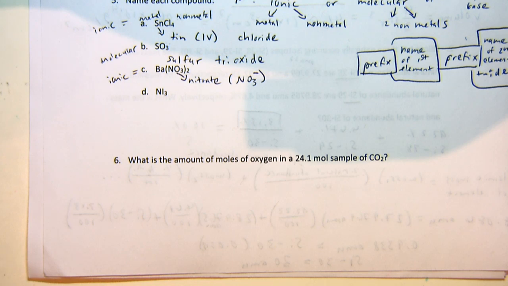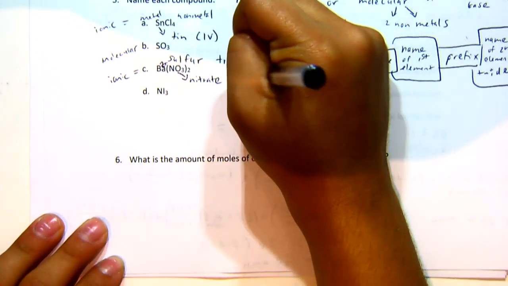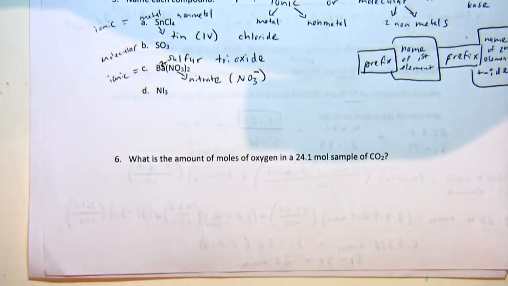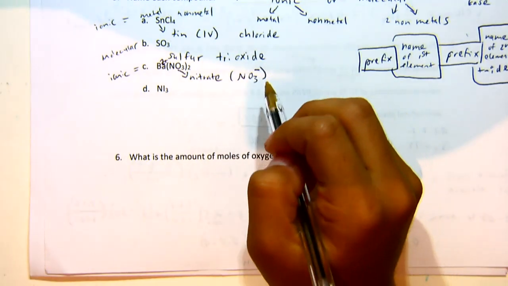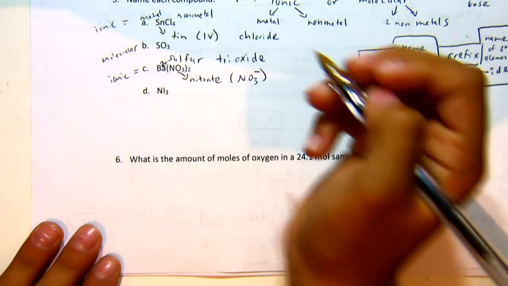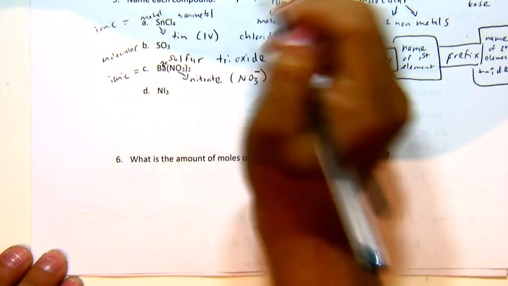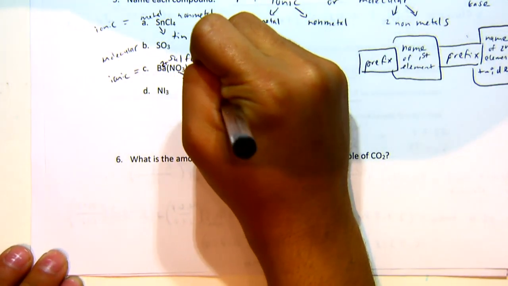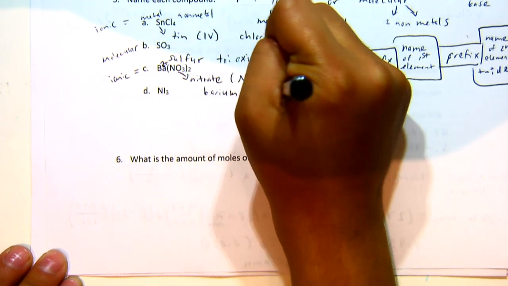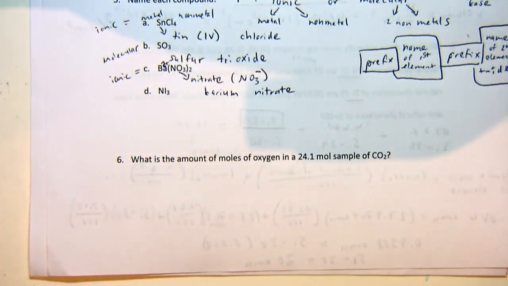To make it neutral, our barium is going to need a 2+ charge because our nitrate has a -1 and we have 2 nitrates. So to get it neutral, we're going to need a 2+ with a -2. And barium can exist as Ba2+. So we don't have to worry about the number behind it. That would just give us barium nitrate, because that's the only type of cation barium forms.